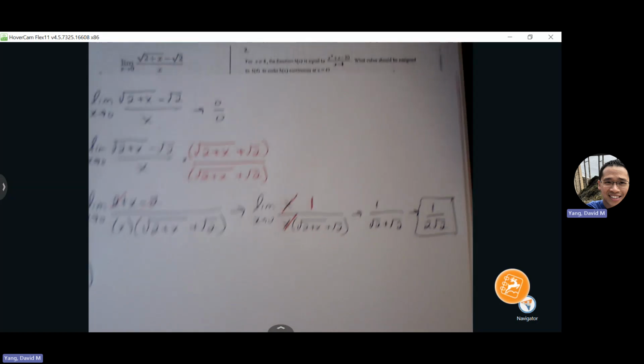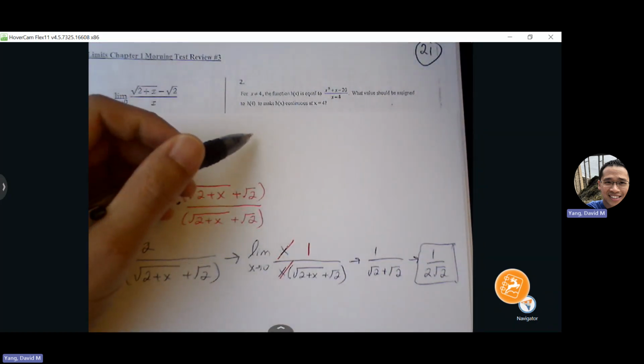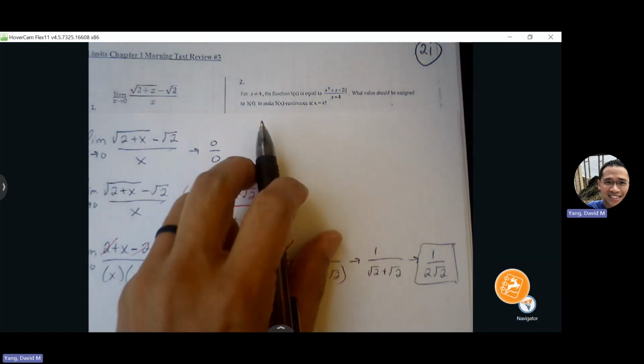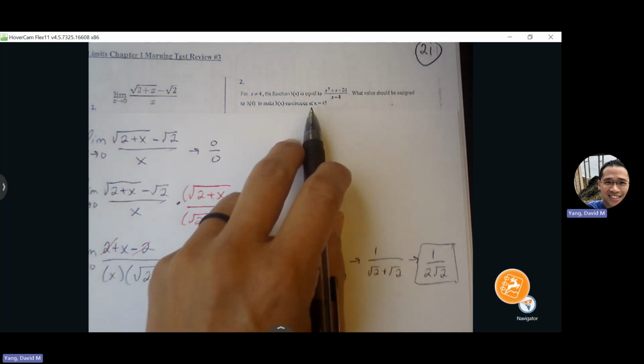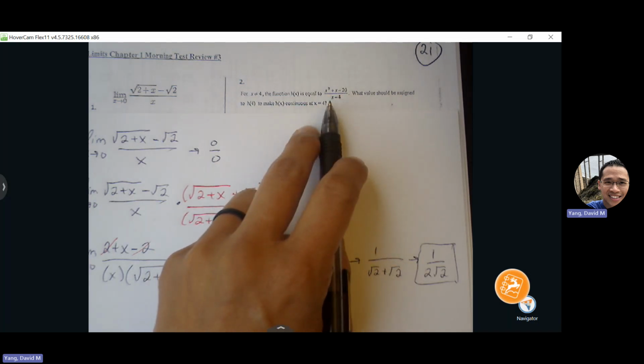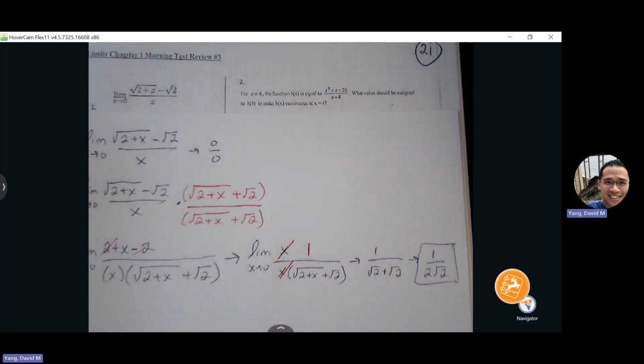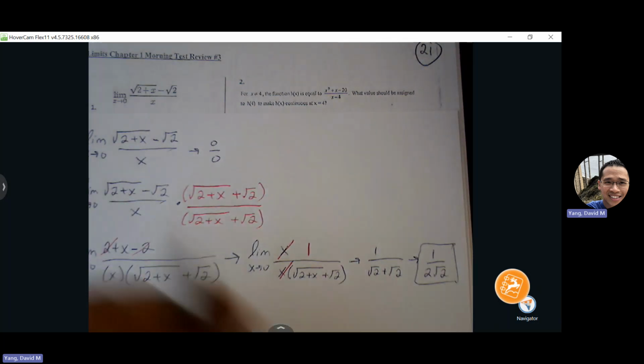Number 2 is what value of k, it doesn't say that, but I'll say what value of k will allow this function to be continuous, recognizing that there's probably a hole in the graph. So let's just step through continuity conditions and basically look for k.